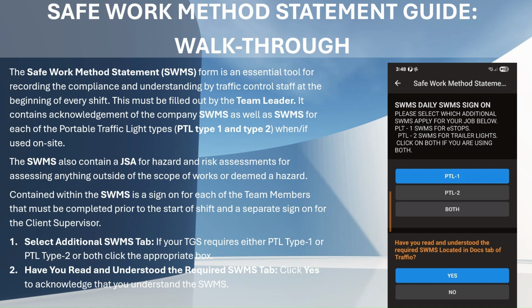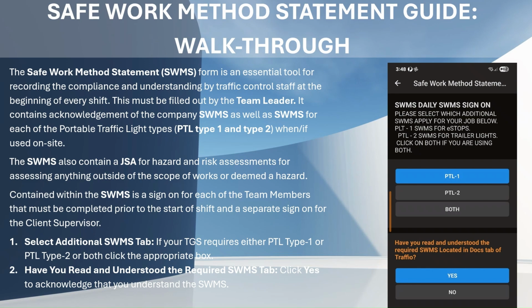The SWMS also contain a JSA for hazard and risk assessments for assessing anything outside of the scope of works or deemed a hazard. Contained within the SWMS is a sign-on for each of the team members that must be completed prior to the start of shift and a separate sign-on for the client supervisor.